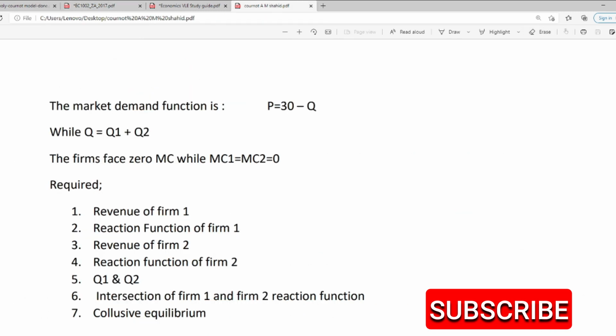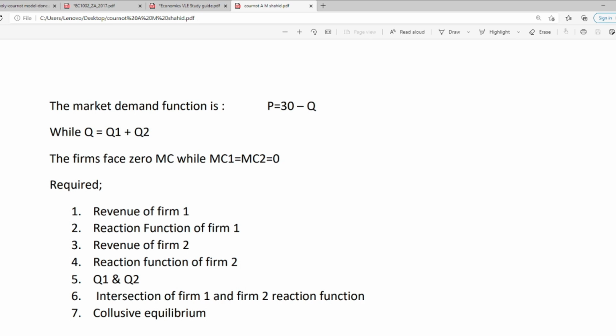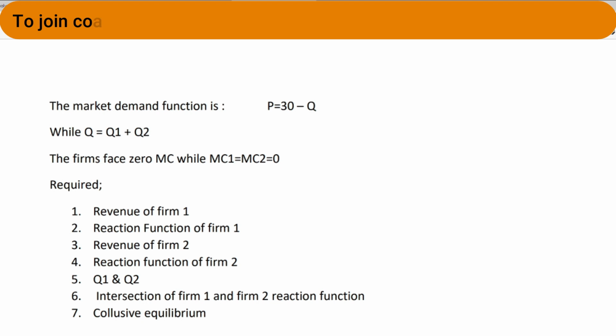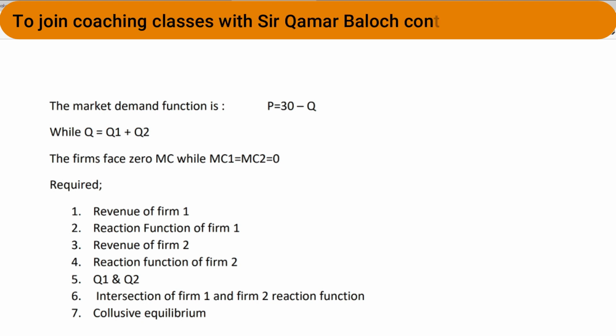In this current video I will be explaining the question where the market demand function is P equals 30 minus Q, while Q equals Q1 plus Q2, meaning there are two firms. So overall market demand Q will be equal to Q1 plus Q2, where Q1 is the quantity of firm 1 and Q2 is the quantity of firm 2. The firms face zero marginal cost, so marginal cost of 1 equals marginal cost of 2, which equals 0.